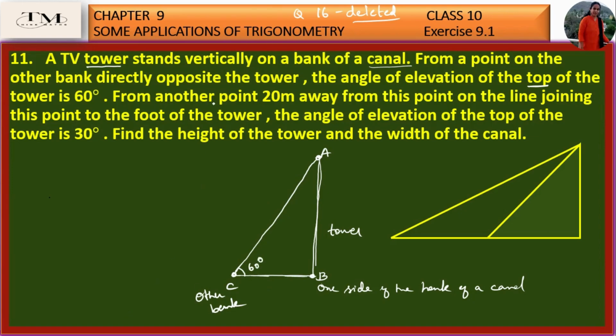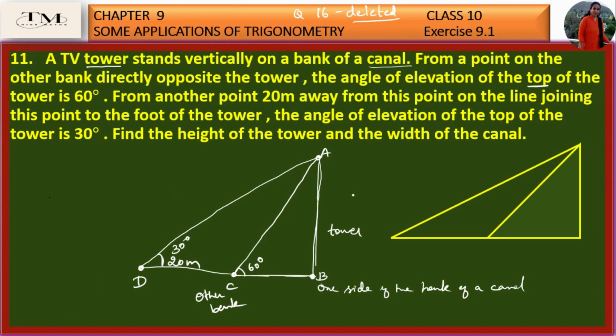Next, from another point 20 meter away from this point. So there is another point D which is 20 meter away. So CD is equal to 20 meter. This point joins to the foot of the tower. The angle of elevation of the top of the tower from this another point is 30 degree.